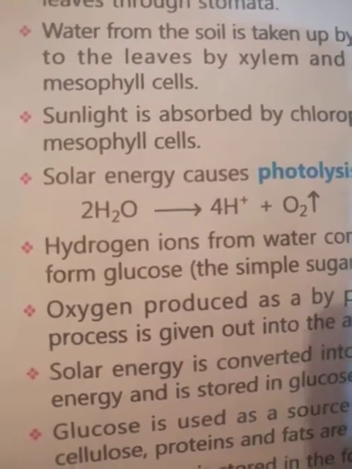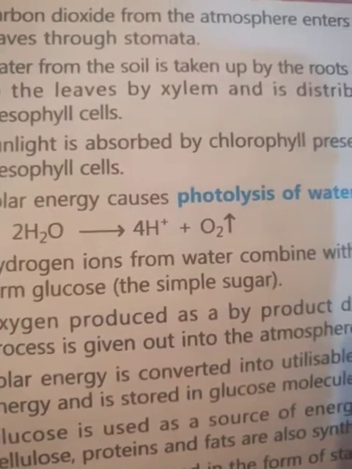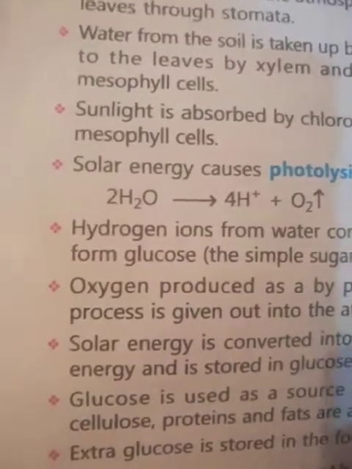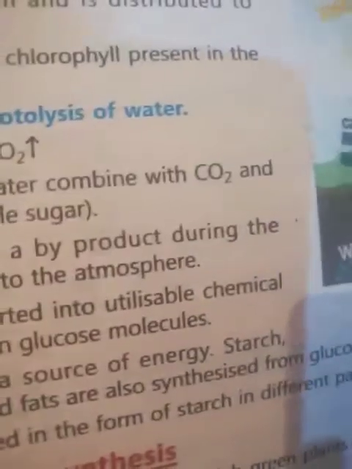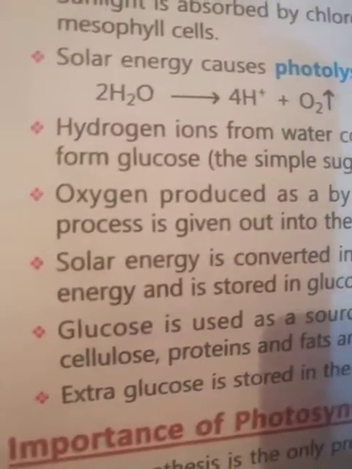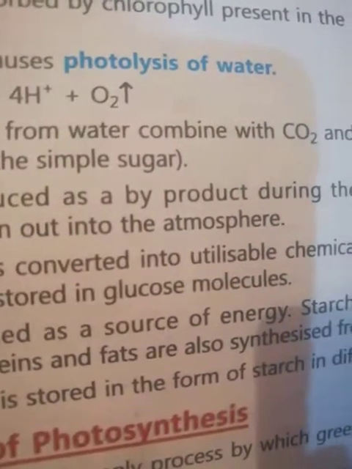Solar energy causes photolysis of water, means breakdown of water. 2H2O breaks down into 4 hydrogen ions plus O2. Hydrogen ions from water combine with CO2 and form glucose, the simple sugar. Oxygen produced as a byproduct during the process is given out into the atmosphere.